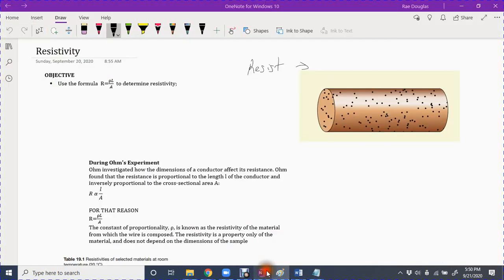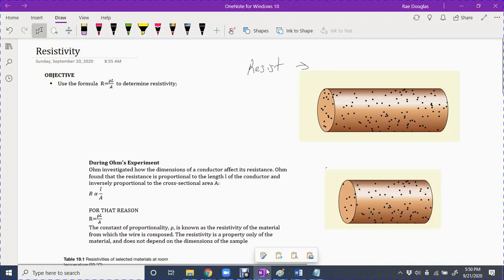Just want to make a comparison, guys. So what I did just now was to ensure that the cross-sectional area remained the same, right? So both of them have the same cross-sectional area. Let's assume that the cross-sectional area is the same.